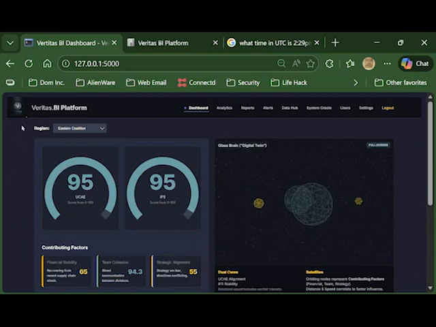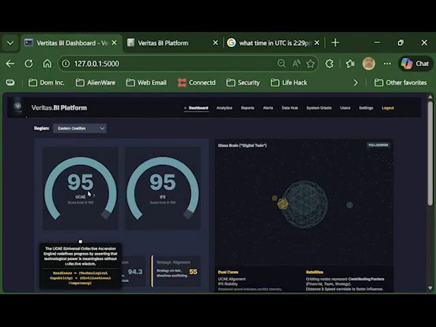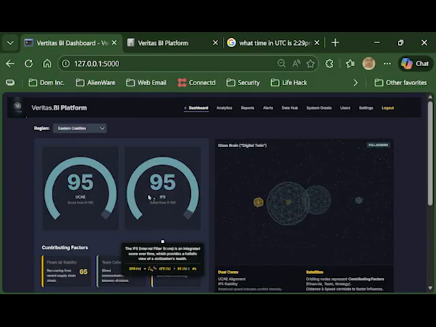Welcome to the Veritas BI Command Center. We are looking at the Veritas BI Platform's primary monitoring interface, a platform designed to move beyond traditional KPI. Here, we don't just measure profit, we measure the UCAE, Universal Collective Ascension Engine, and IFS, Internal Filter Score, to determine the long-term viability of a regional entity.